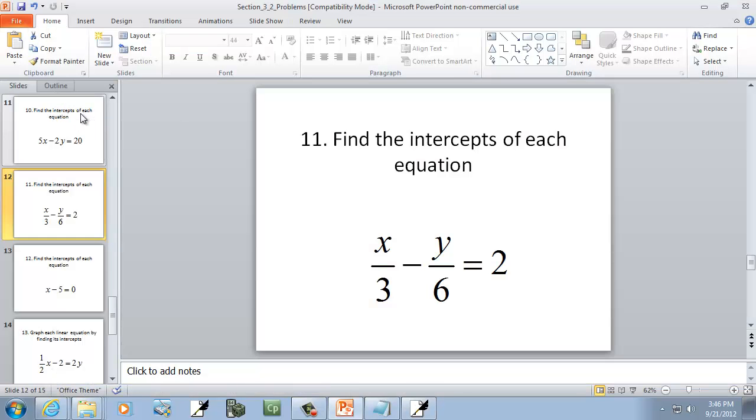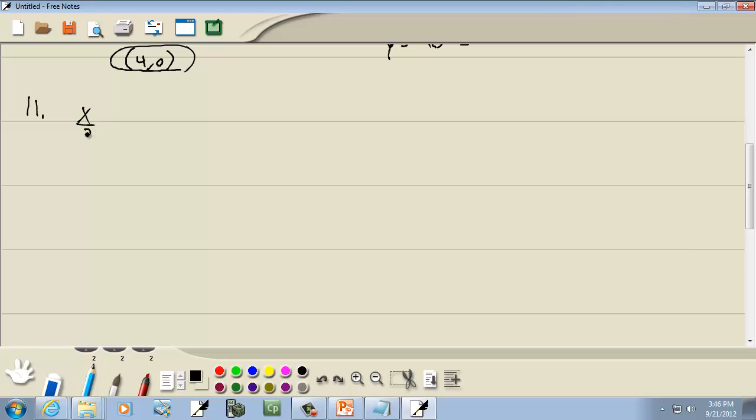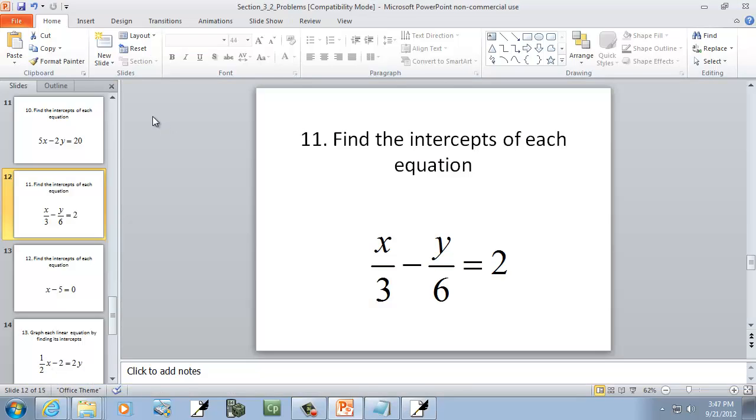So we've got x over 3 minus y over 6 equals 2.